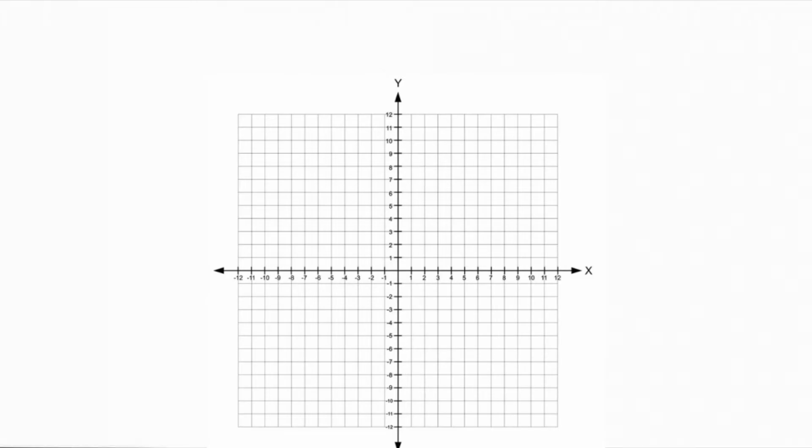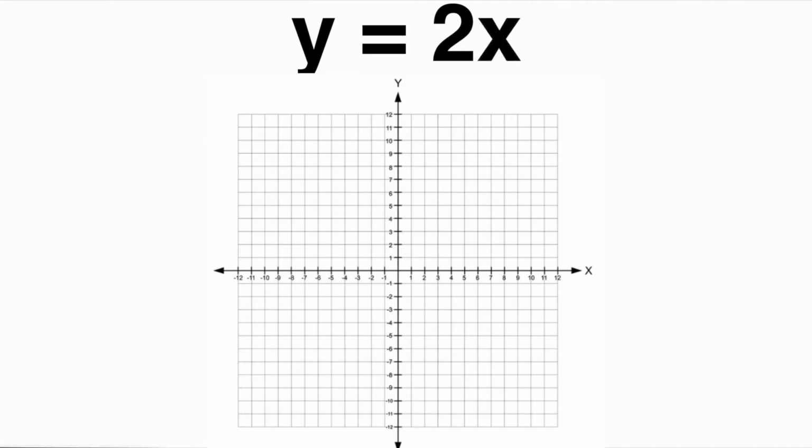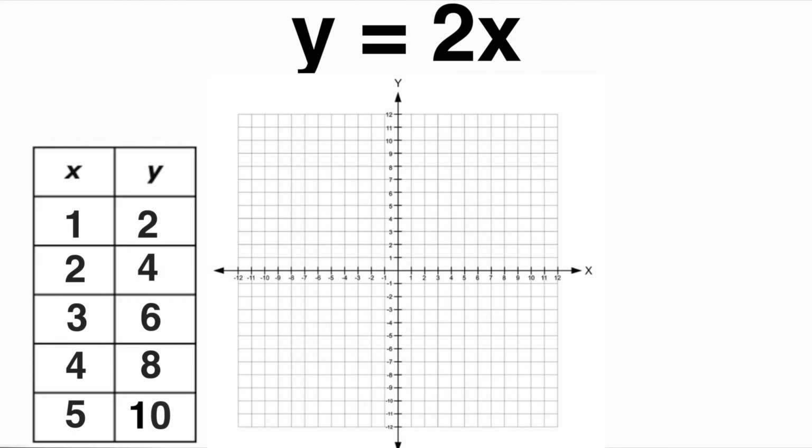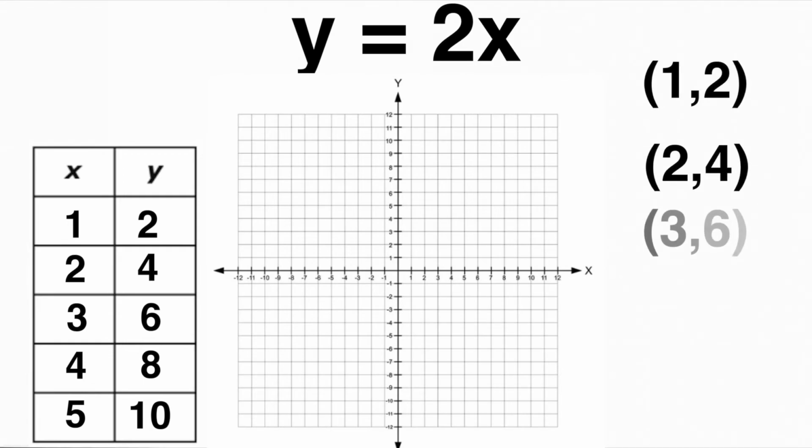So first we need to know our function. Let's start simple and go with y equals 2x. So first you'll want to make a table with your values like this. Now every cell in the row is a point on your graph. Like look, (1, 2), (2, 4), (3, 6), yeah, and so on.